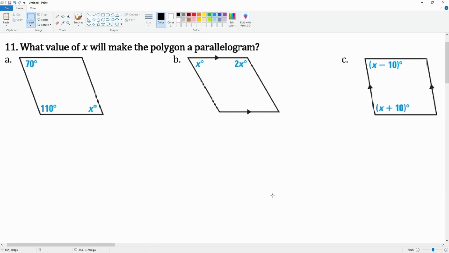For what value of x would make this polygon a parallelogram? Well, for this one, we know that the opposites have to be congruent. So 70 has to be equal to x. That's the only way for this to work.